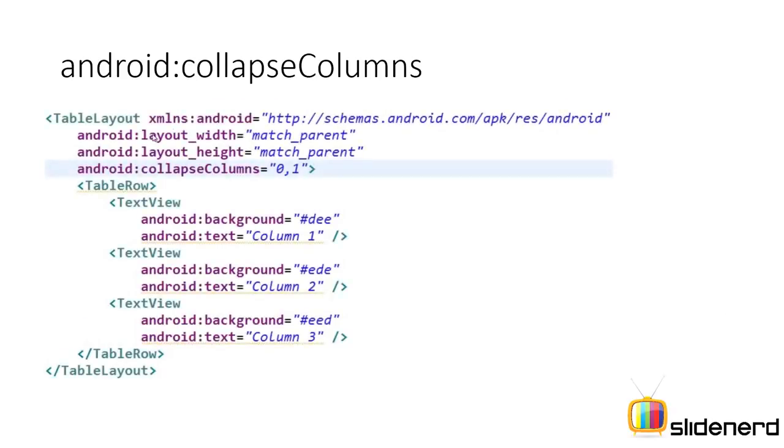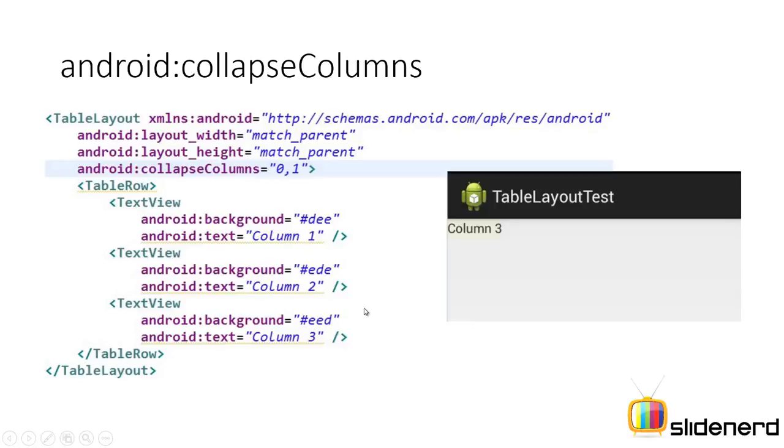Again, we can use the same, and you can say something like this. We can say collapseColumns equals 0, 1. That is, make those views disappear whose column indices are 0 and 1. So who are the ones whose column index is 0? This is the one, which is column 1. It has an index 0. Then you have column number 2, which has an index 1. So these two are going to disappear, and you're going to simply see this on the screen, and that's how this looks. There you go.